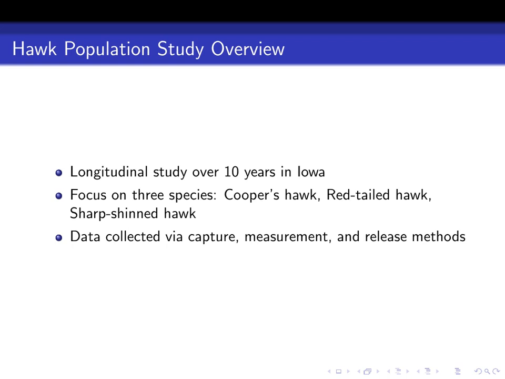First, let's talk about the hawk population study. This was a longitudinal study conducted over 10 years in Iowa, focusing on 3 species: the Cooper's hawk, the red-tailed hawk, and the sharp-shinned hawk. Data was gathered through capture, measurement, and release methods, providing a rich dataset for analysis.